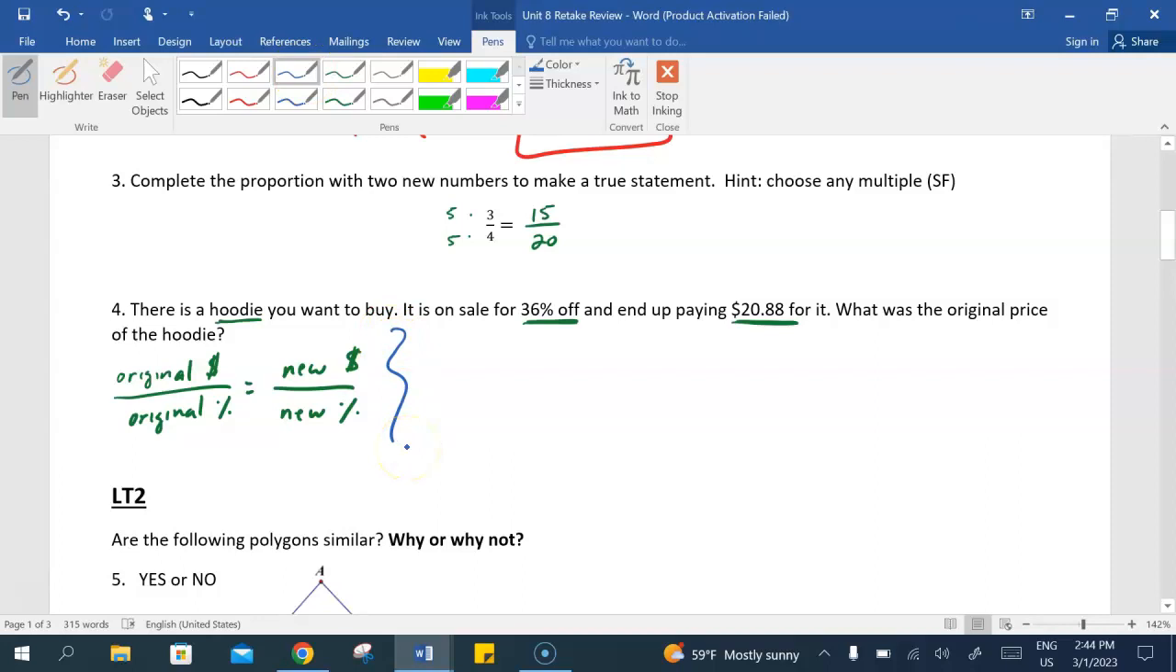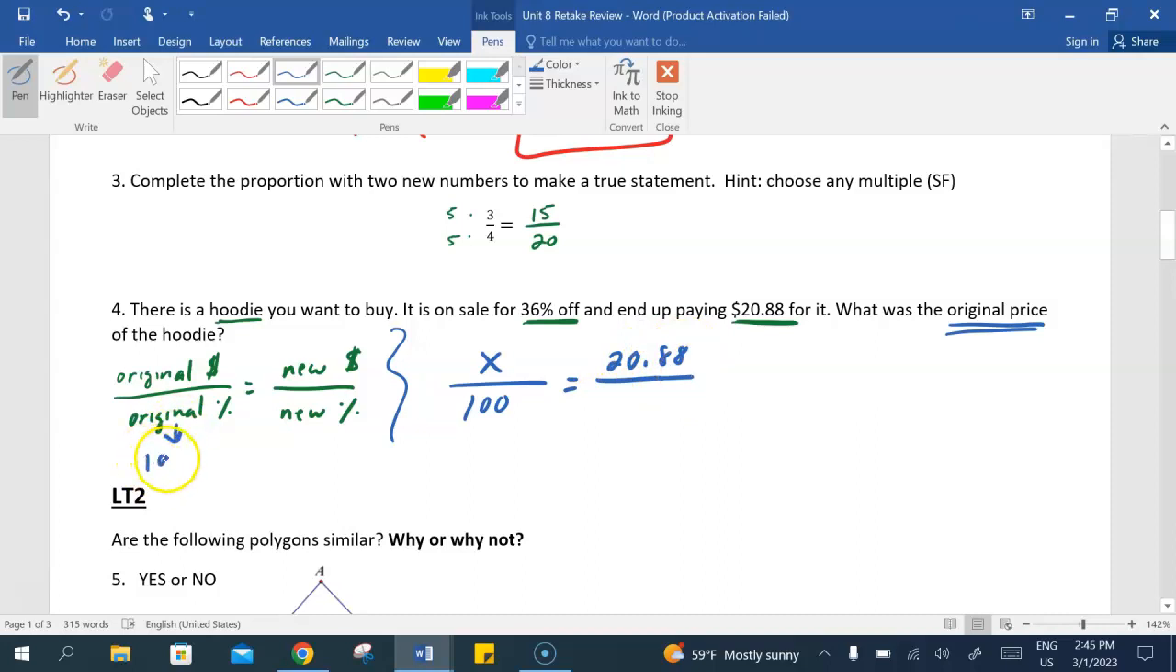So my original dollar amount, I don't know. It says, what is the original price of the hoodie? That's my X, that's my variable. My original percent, you are always starting at one whole. One whole is 100% of something, equal to my new dollar amount. Now it came out to $20.88 after the discount.